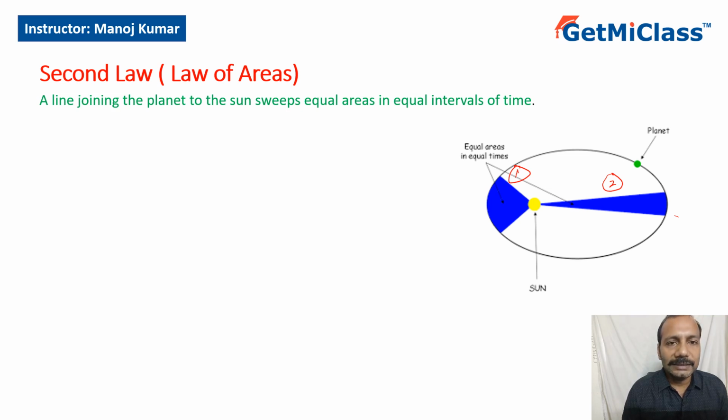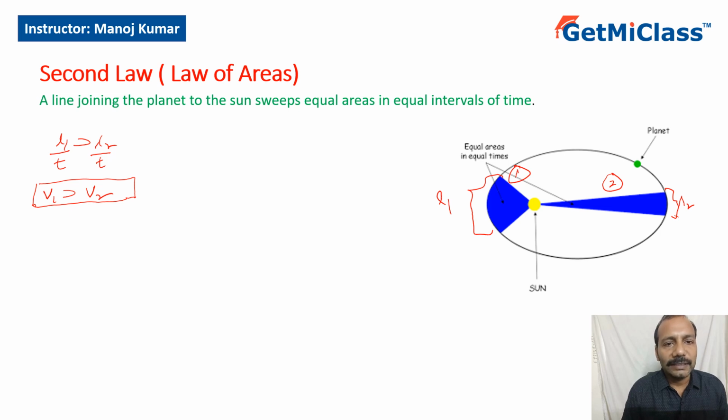But if I look at the distance covered on the orbit, here the distance covered is this much. I'll call this distance L1, and here I'll call this distance L2. I can see that L1 is greater than L2. Because they are taking the same time, I can say L1 by T is greater than L2 by T. So I can say V1 is greater than V2. That means a planet moves faster when it is closer to the Sun than when it is away from the Sun. This is a very important consequence of the second law or law of areas, that a planet tends to move faster when it is closer to the Sun than when it is away from the Sun.